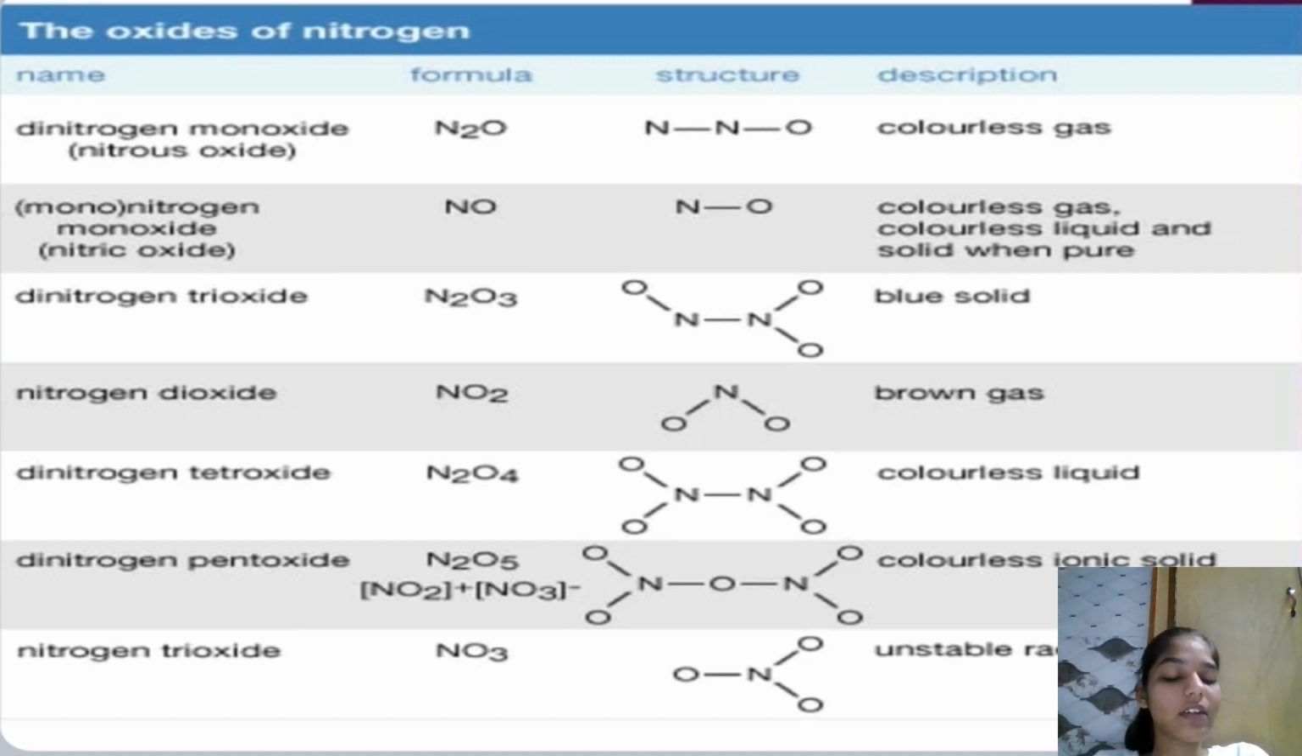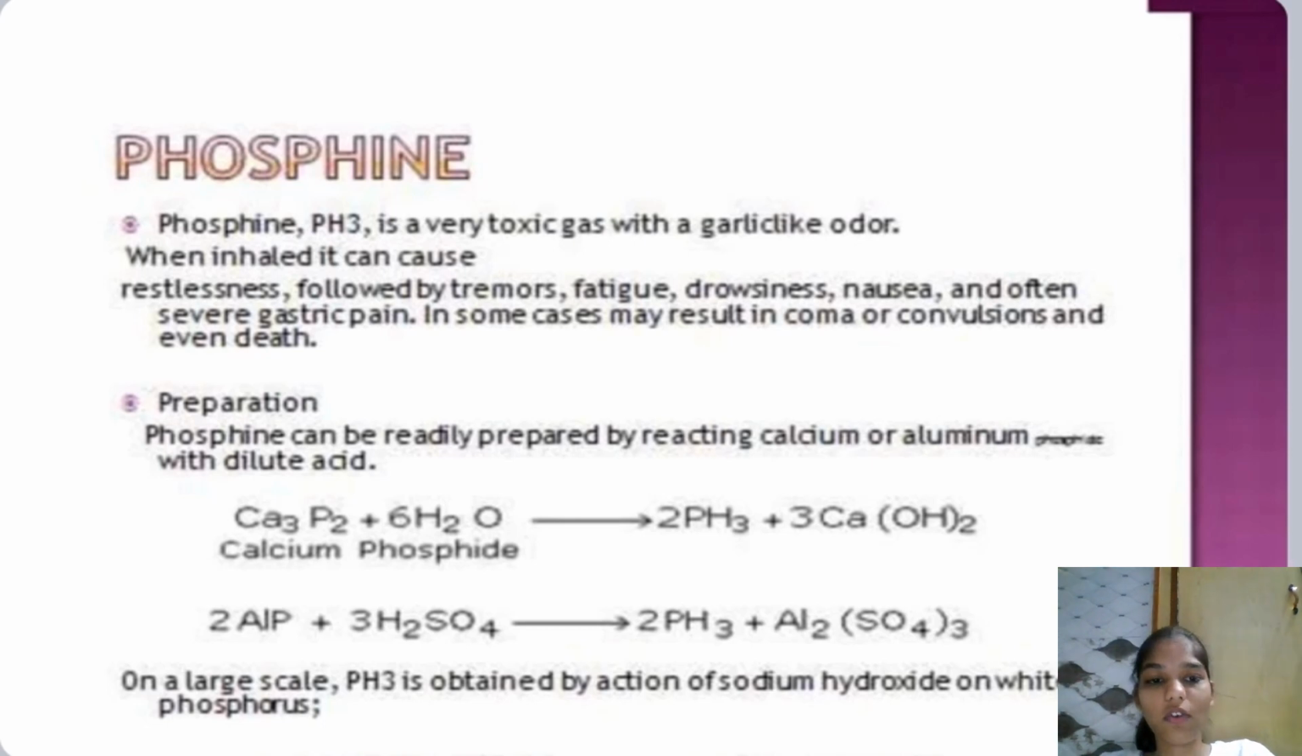Next we discuss nitrogen dioxide. It's NO2. It is a brown gas. Dinitrogen tetraoxide, N2O4, is also a colorless liquid. Dinitrogen pentoxide, N2O5, can also be written in ionic form, that is NO2+ and NO3-. It is a colorless ionic solid. Last is nitrogen trioxide, that is NO3. It is unstable.